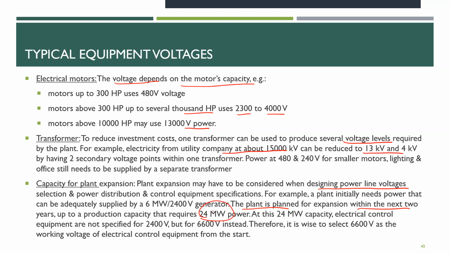So at this 24 megawatt capacity, the electrical control equipment is not specified for 2400 volt, but we need to increase the voltage capacity up to 6,600 volt instead, in order to fulfill the power requirements. Therefore, in this case, it is preferable to select 6,600 volt as the working voltage, in order to fulfill the power capacity of the plant.